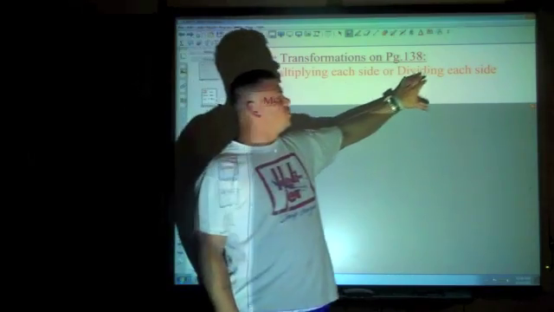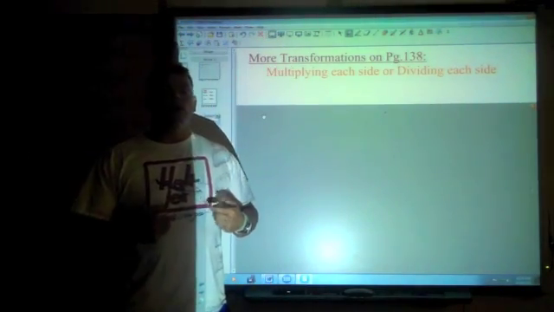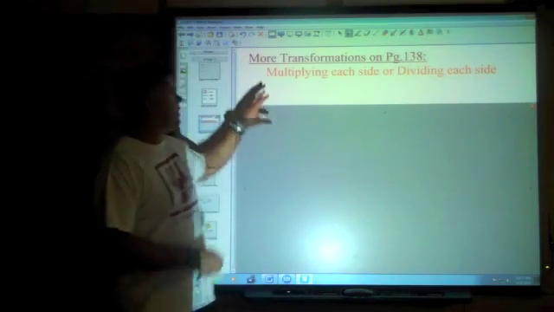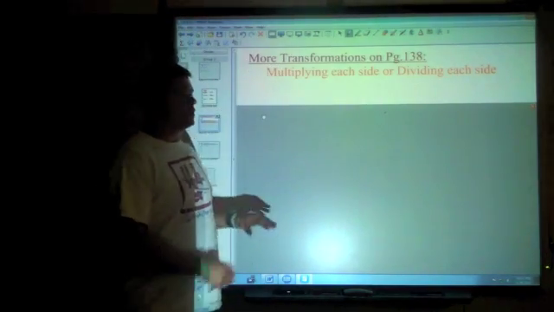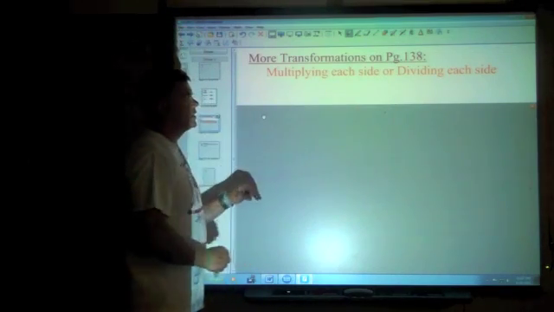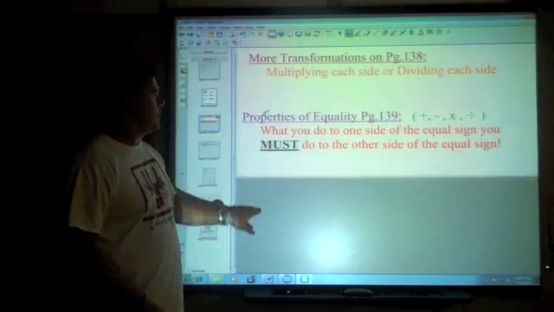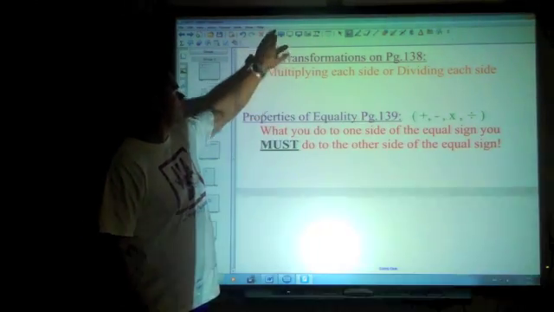And the same idea, that you can divide on both sides, which again will not change the value but will change the appearance. So these are just some more transformations that we use, the same as adding something to both sides, subtracting something from both sides. That's a transformation, multiplying or dividing something on both sides. These are all properties of equality.